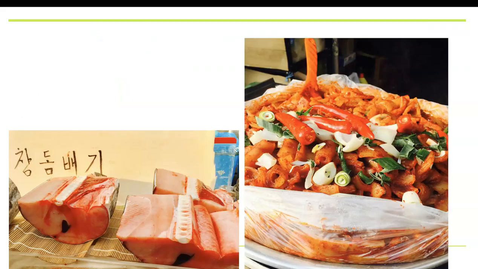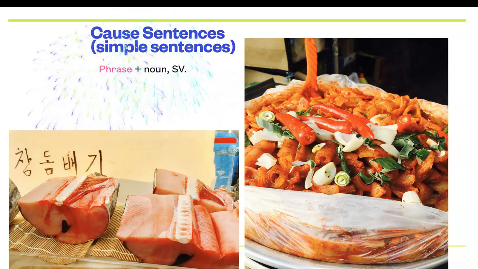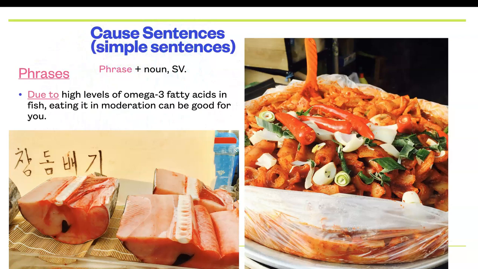Another example we have using a phrase is the phrase due to. So due to high levels of omega-3 fatty acids in fish, eating it in moderation can be good for you. The phrase is due to, the noun is high levels of omega-3 fatty acids, and the subject eating and the verb can be good.